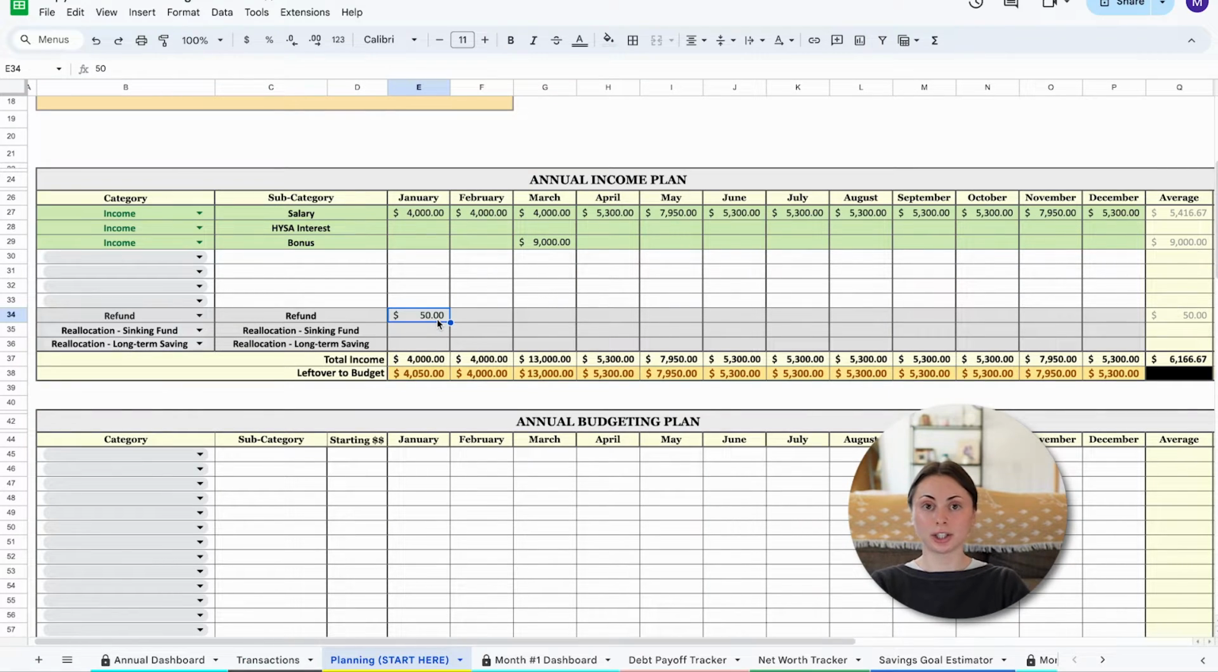So once you get it entered into the transactions, you can see total income is still $4,000. So it doesn't affect your income, but you have $4,050 left to budget with. So it's basically just making sure that you can re-budget with that money, but you're not counting it as income.